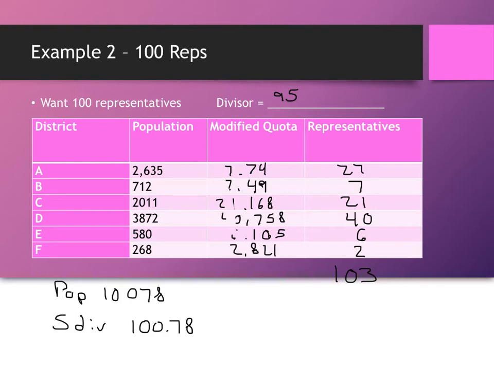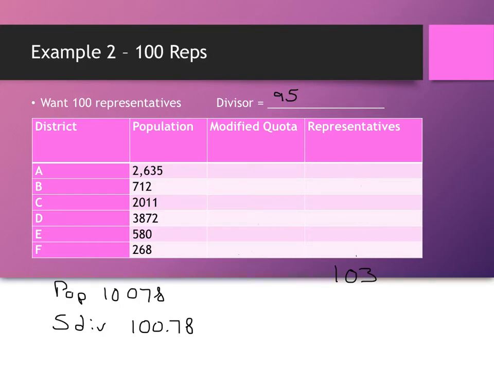Now, here's what I will say. On this thing, you do want to kill all these numbers. But don't forget, if we use the standard divisor, our modified quotas would have been lower than what we wanted. Here we got higher. So with 95 as my divisor, we got 103 representatives. So I know I need to get somewhere between 100.78 and 95 to get the right divisor.